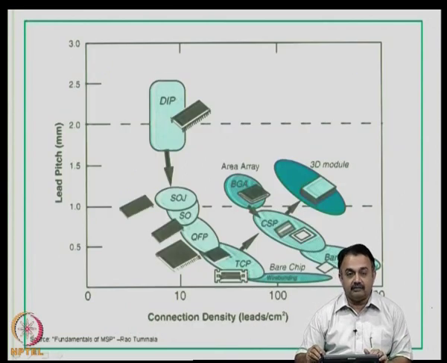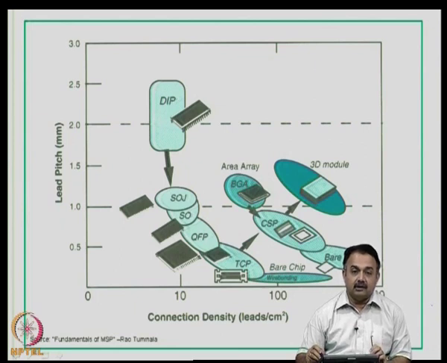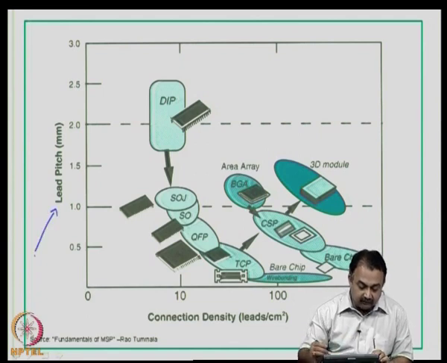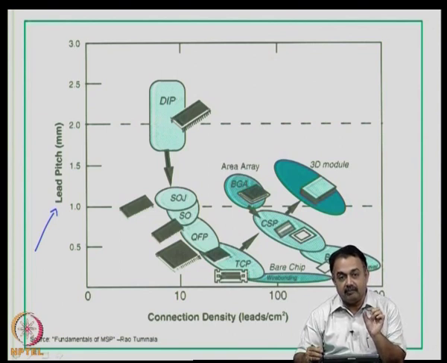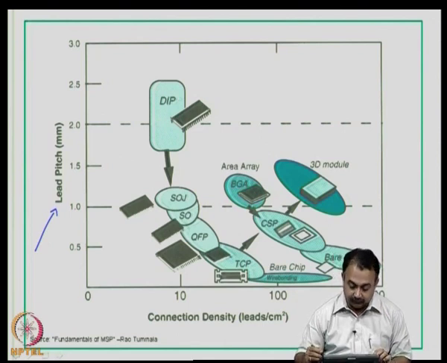This particular graph or illustration will talk to you about connection density, that is the number of pins, number of IOs per package. So, if you look at the graph in terms of lead pitch, that is the distance between two adjacent pins in a package, that is the midpoint of pin number 1 to the midpoint of the adjacent pin number 2, that is lead pitch.